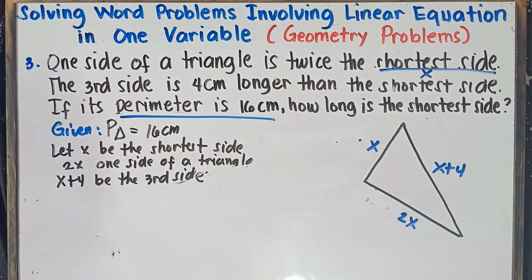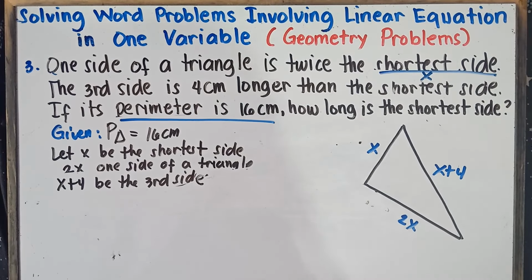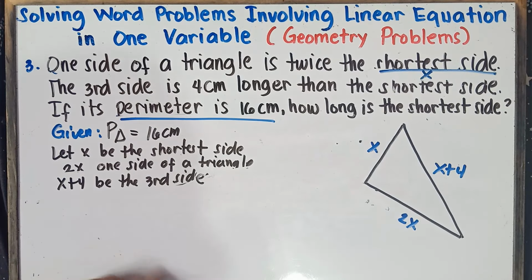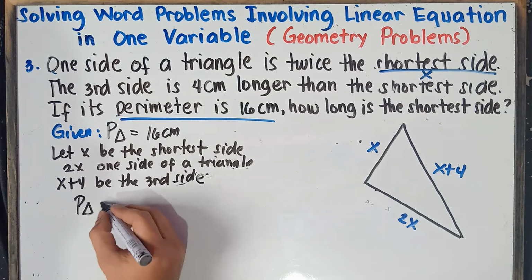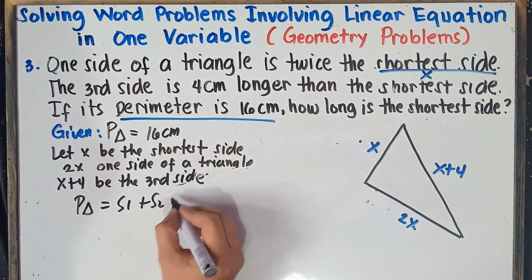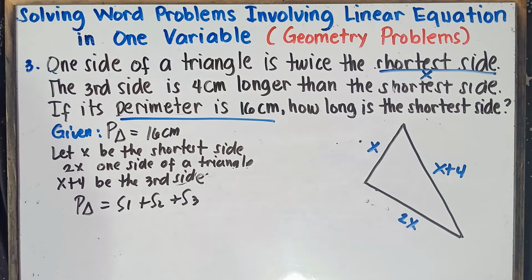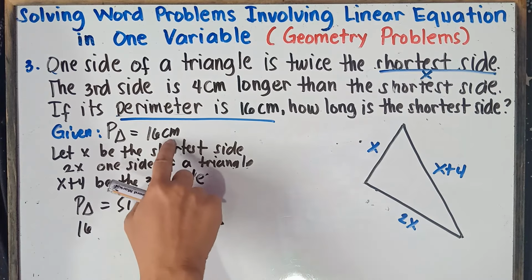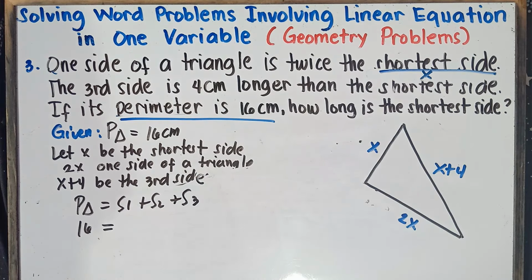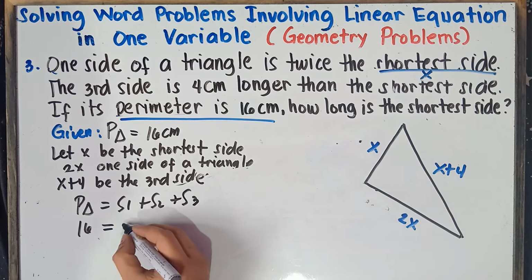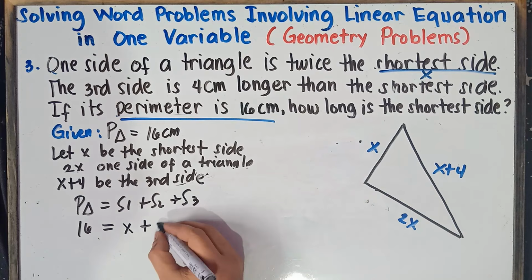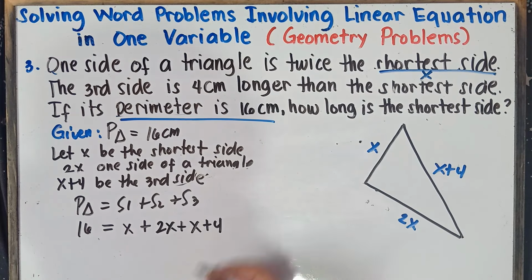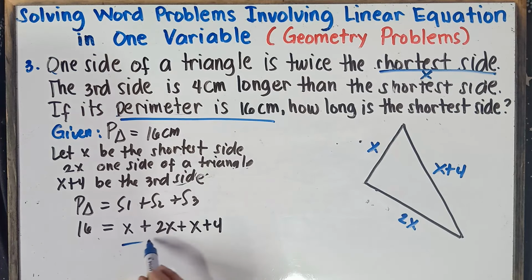Now to find the sides, or the shortest side, once again, class, we can use the perimeter of a triangle formula. The perimeter of a triangle is equal to side 1 plus side 2 plus side 3. We are given the perimeter, that would be 16 centimeters. So just ignore the unit first. So 16 equals, our side 1 is x, our side 2 is 2x, our side 3 is x plus 4.